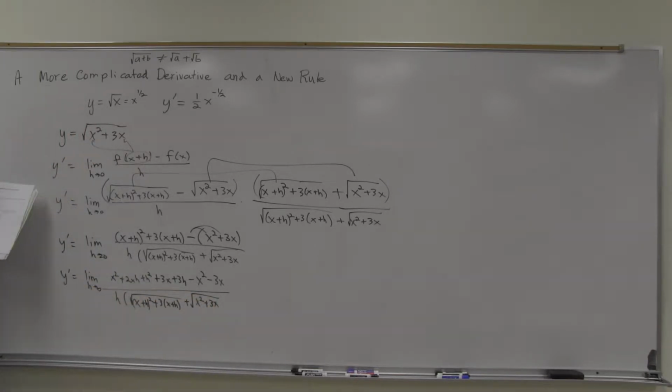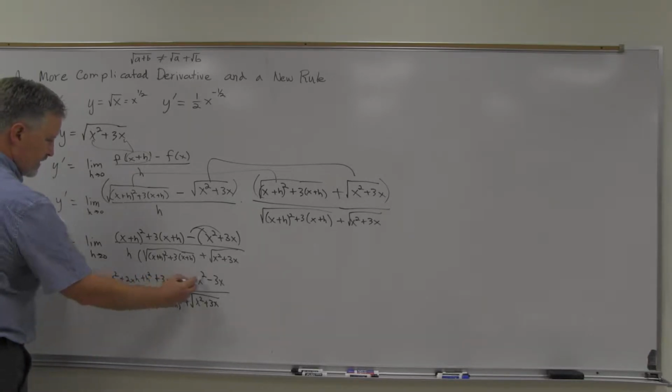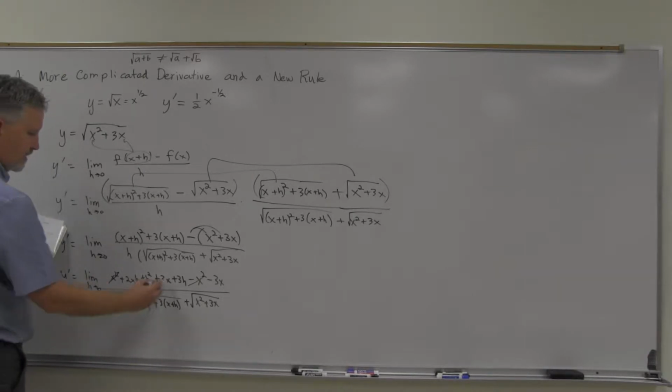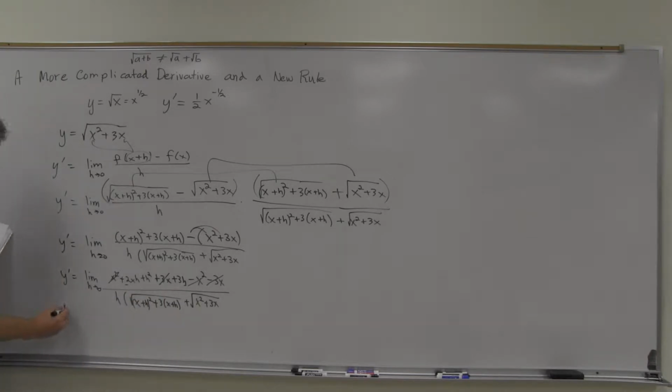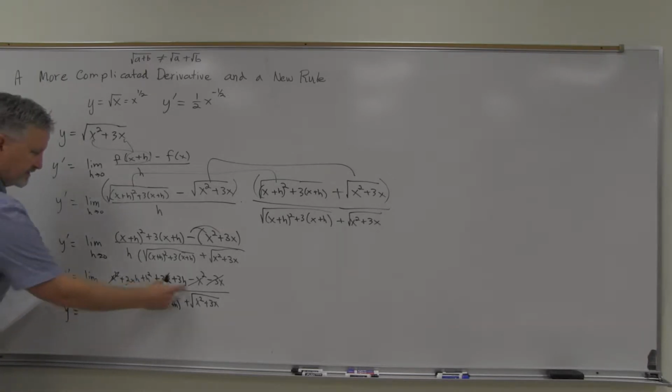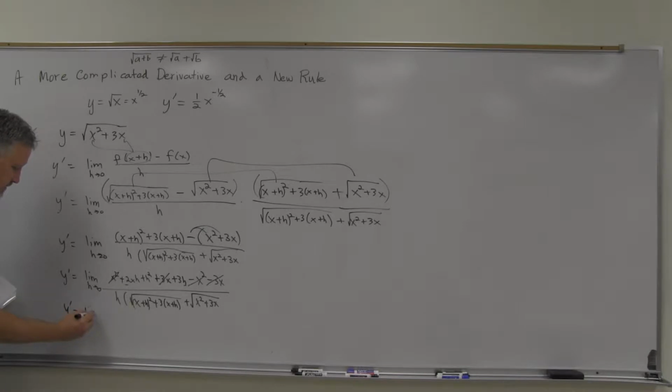All right, nice things happen. I didn't mark them out, but the x squareds, we've got an x squared minus an x squared, we've got a 3x and a minus 3x, and so that leaves us these three things. That's why on line 6 I have that h, they all have an h in them, so I'm going to factor off that h, and then it cancels nicely with the h on the bottom there.